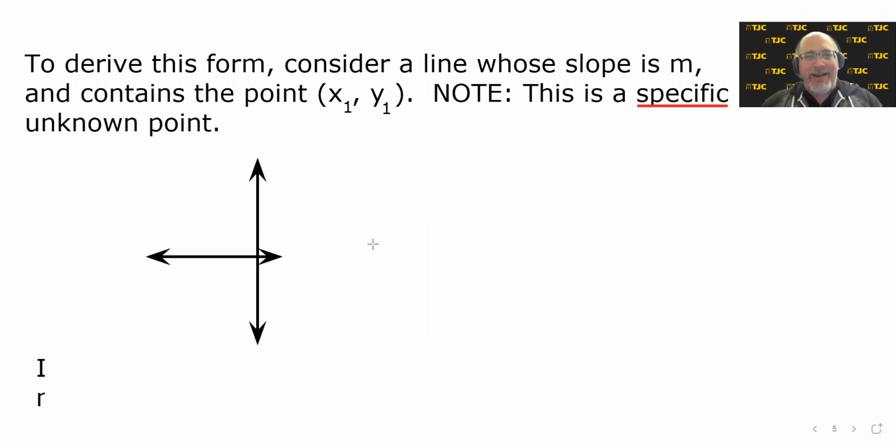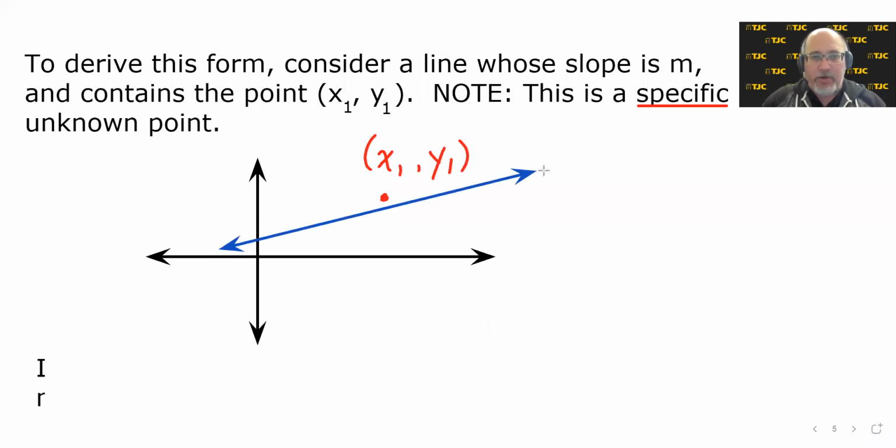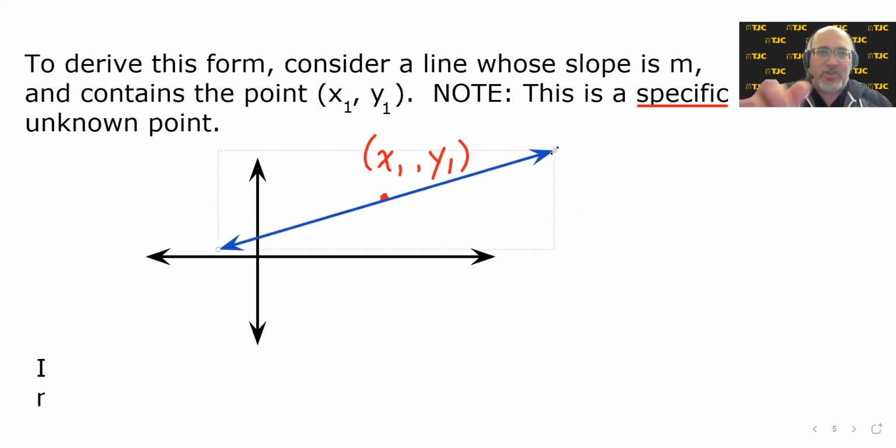Okay, now it's kind of hard to draw this picture since we don't have anything specific. All we've got is some point that we don't know, and we are currently calling x1 comma y1. So let's just put it right here, because we don't have any good reason to put it anywhere else, and some random slope that we don't know. So we'll just draw a line going through this point, and we'll say that its slope is m.